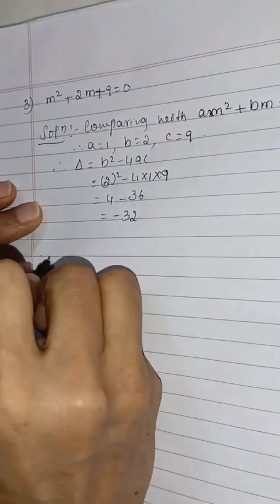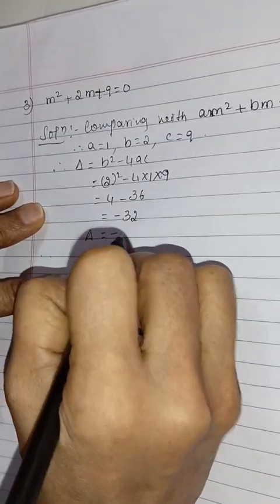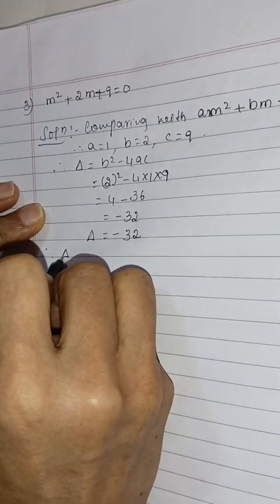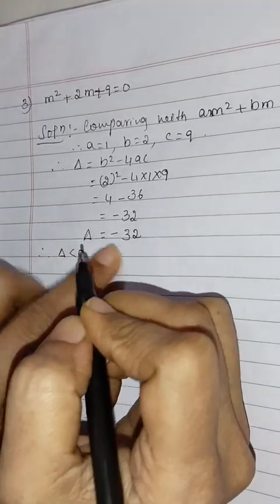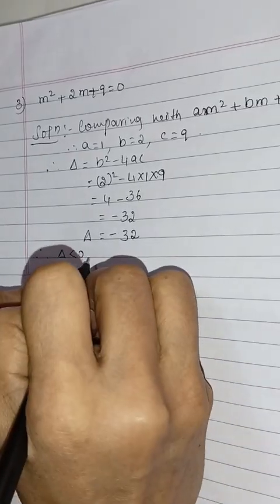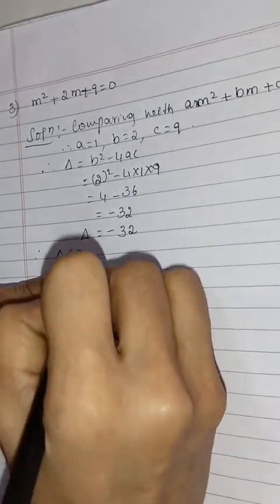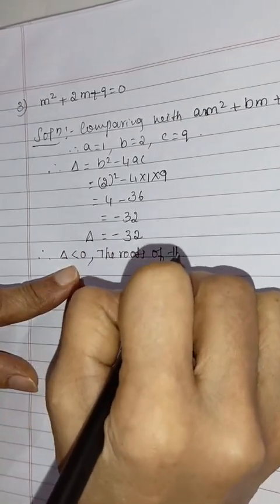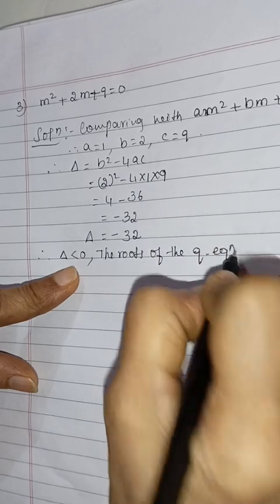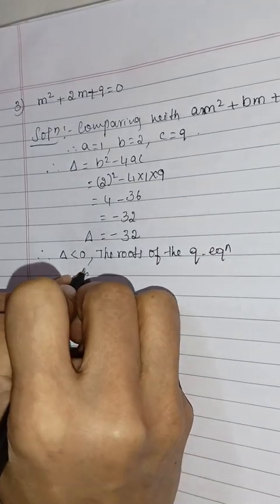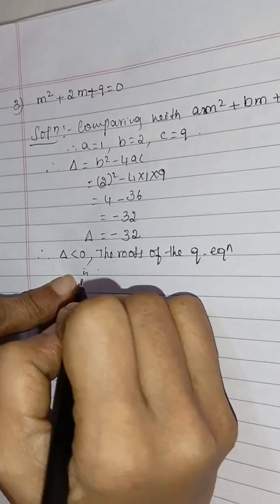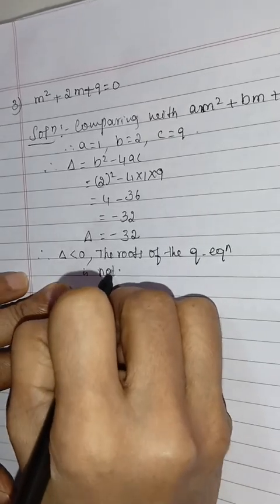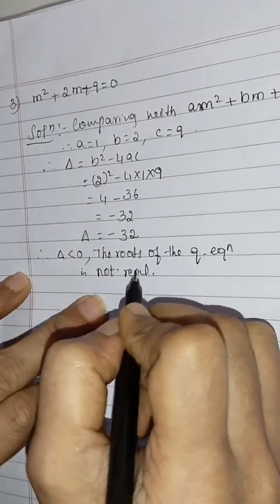Therefore delta is minus 32. Therefore delta is less than 0. Minus means what? Less than 0. Okay. Therefore the roots of the quadratic equation is no real roots, or not real. Okay.